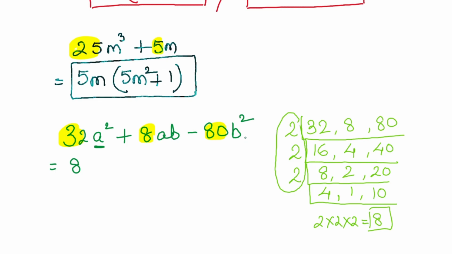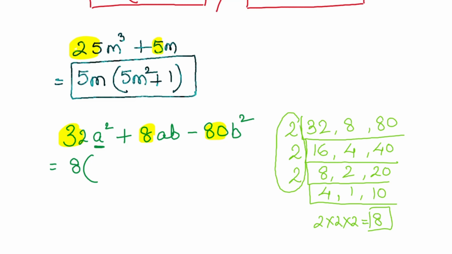So we can see that there is nothing common between these three variables, because this one has two a's, this one has two b's, and this one has an a and a b. So the three terms do not have any variable common. We cannot take the variable common, and now our 8 is only the greatest common factor.